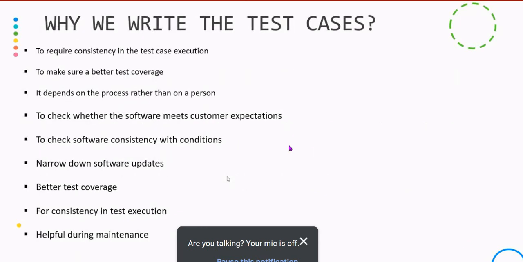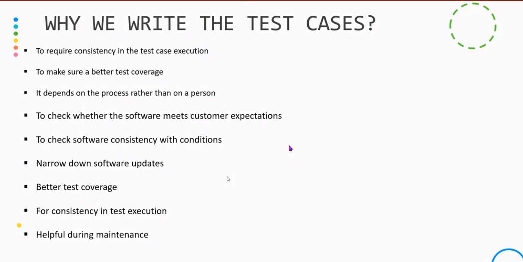So why is writing test cases important? Firstly, to ensure consistency in test case execution, so that we don't miss any steps. Next, to make sure of the best test coverage, we should cover all the possible scenarios and document them, so that we need not remember all the scenarios again and again. It depends on the process rather than on a person.